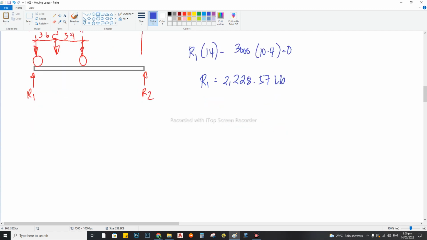Okay. So therefore, our maximum shear is equal to 2,228.57 pounds. And ang ato ang maximum nga moment is equal to 6,300 pound foot.